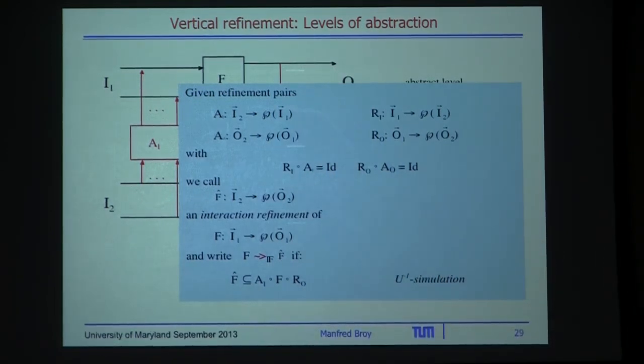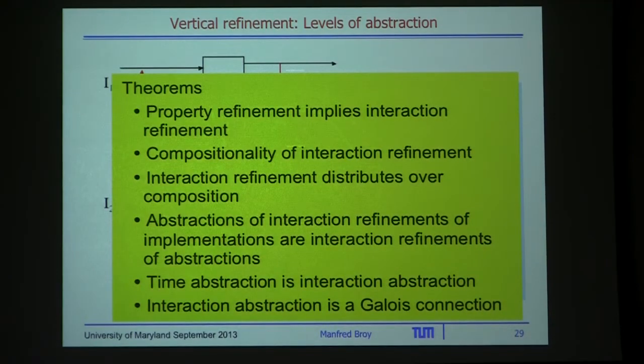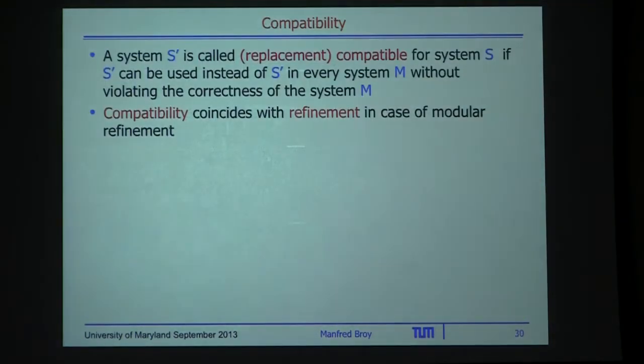And these are the powerful refinement notions you need to have this seamless development, and now you can prove a number of properties like compositionality, and that it distributes over composition and many things more. In the end, if you want to do it at a very theoretical level, you can prove that interaction abstraction, interaction refinement is a Galois connection. And then you can introduce a notion of compatibility.